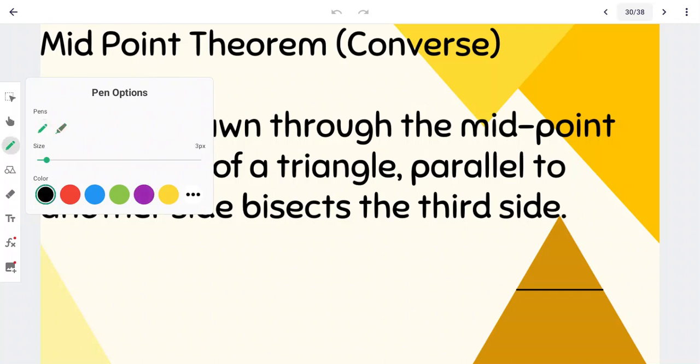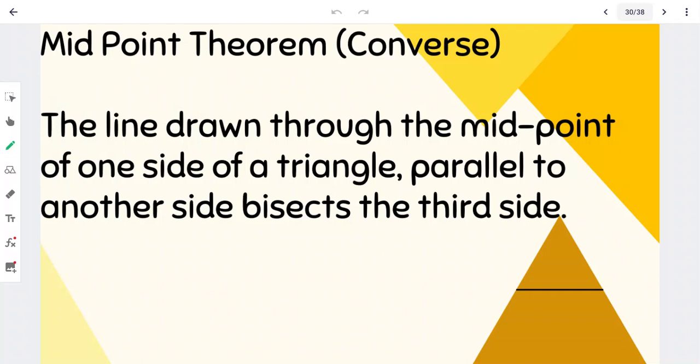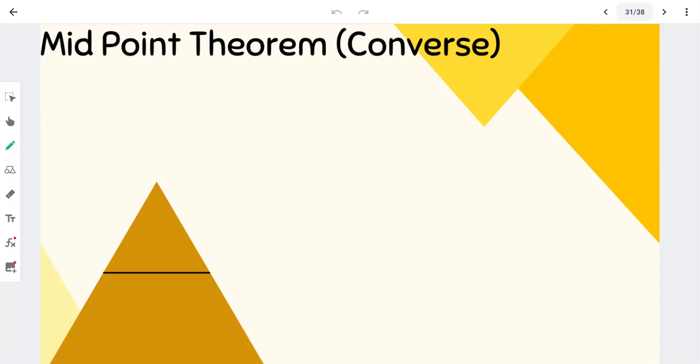What is the converse of the midpoint theorem? The converse is that a line drawn through the midpoint of one side of a triangle, parallel to another side, bisects the third side. It says that if we draw a line through the midpoint of one side of a triangle parallel to another side, it will bisect the third side also. So let us try to prove it.